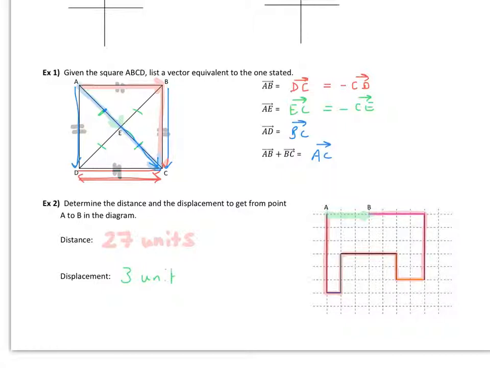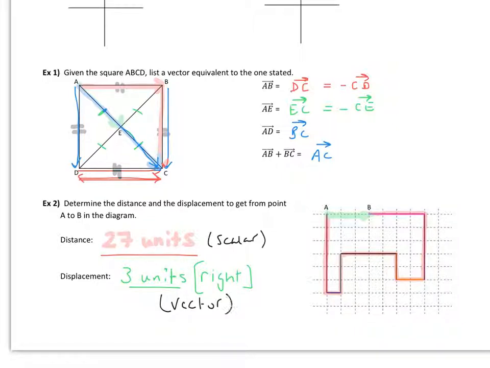So displacement has direction as well as magnitude. Okay, so my direction is right, my magnitude is 3 units, whereas my distance only had the 27 units because I had all kinds of different distances or directions that I went to get to that final position. So when I'm looking at this, my distance here, that is a scalar quantity versus my displacement, which is a vector quantity. Okay, because it has both magnitude and direction.